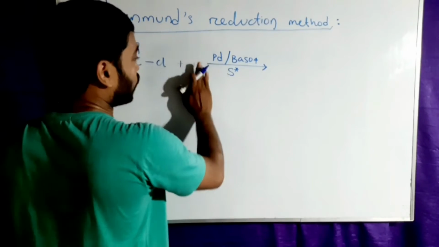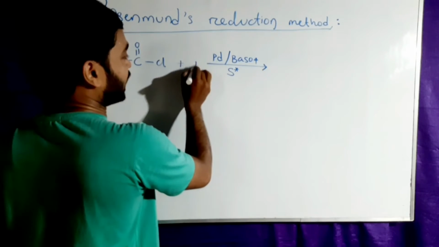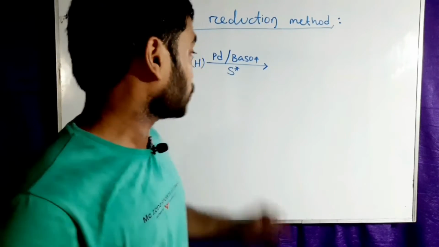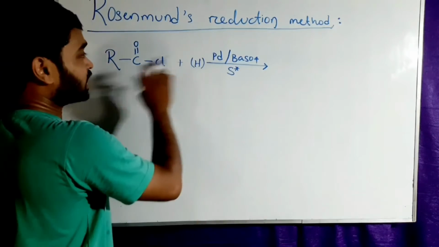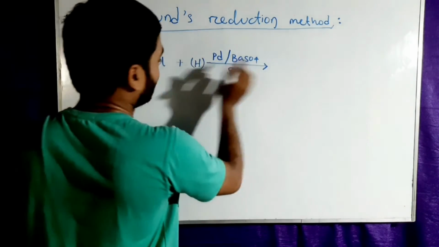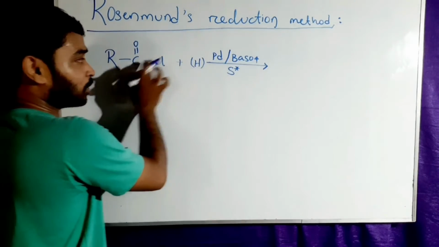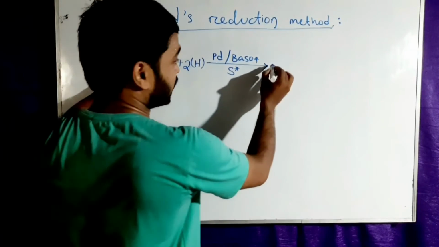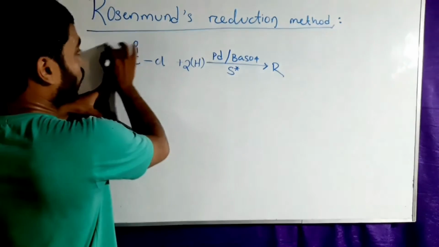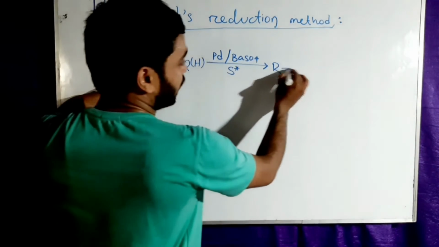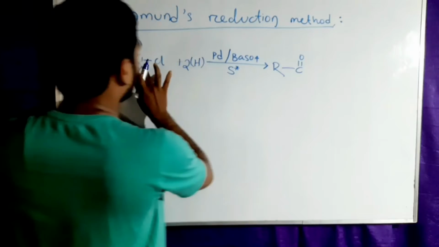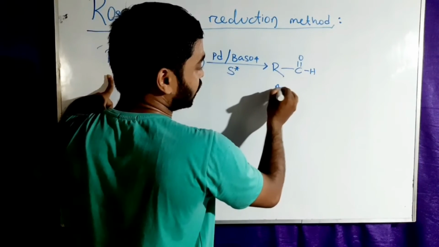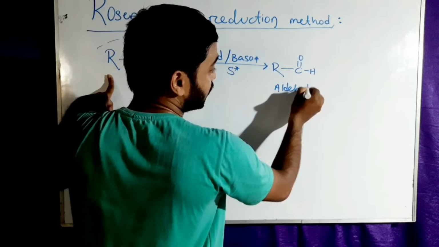So in this process, what will happen? I am writing directly here H. For the reduction process, we always take nascent hydrogen. So we can directly take H, and the H atom will combine with the chlorine, and one hydrogen will also combine with the carbonyl group's carbon. So I am directly taking 2H. That means the reaction will be RCO, and one hydrogen will combine with the carbonyl group, resulting in the formation of aldehyde.